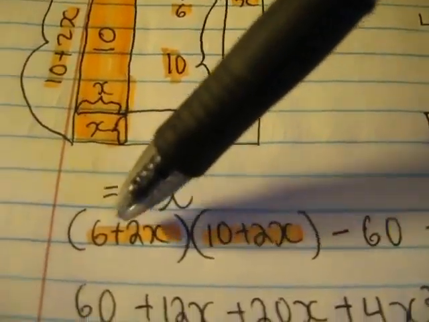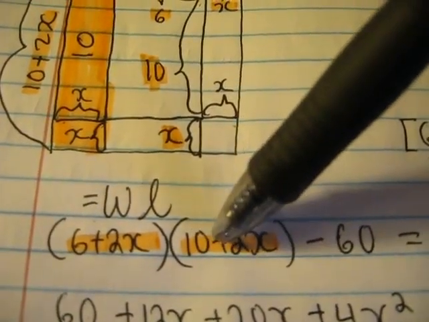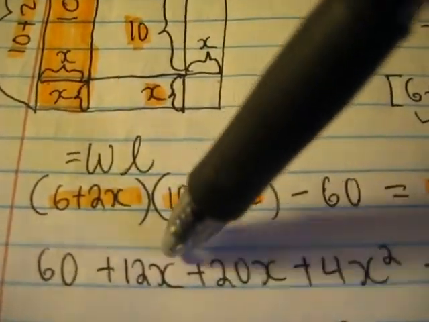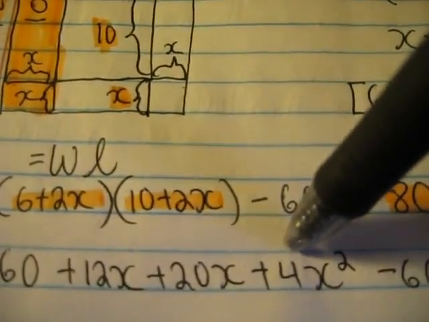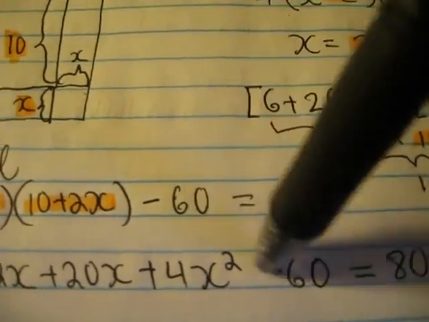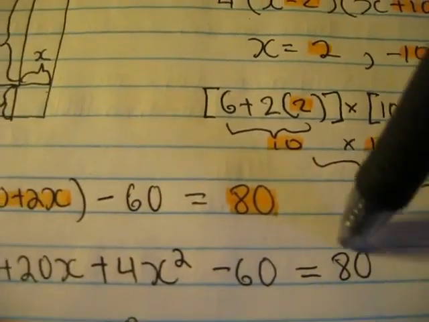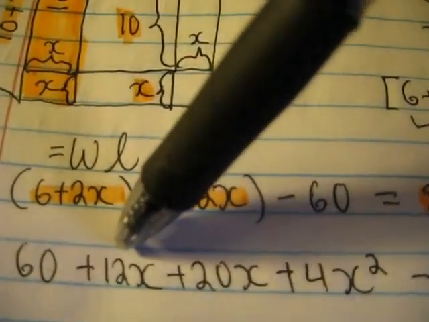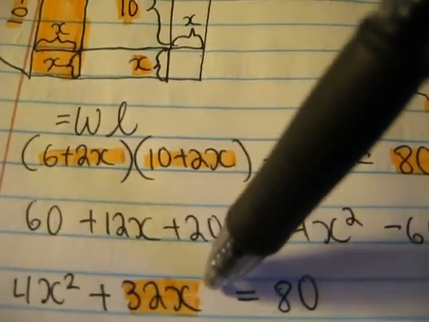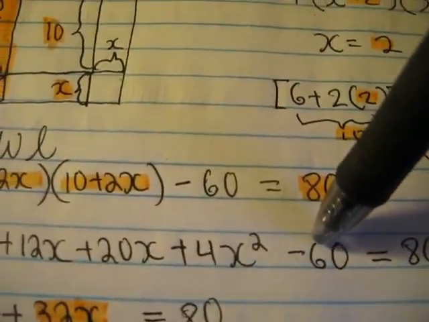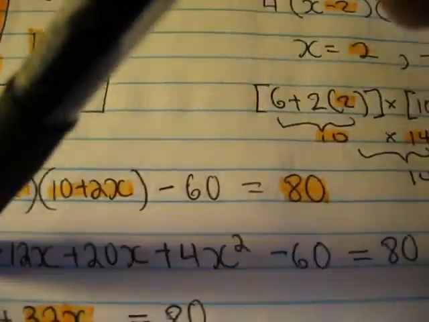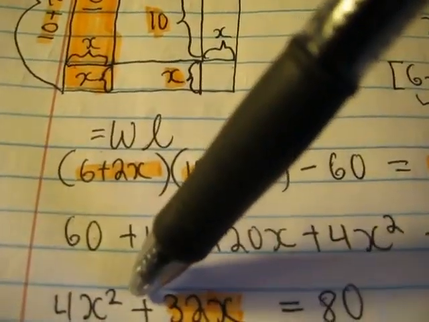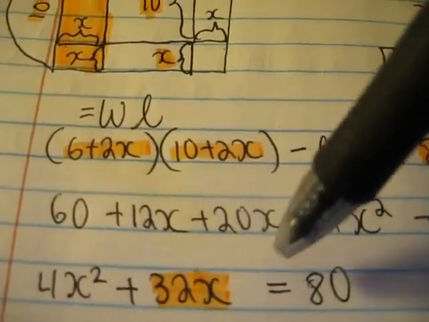First of all, we want to FOIL 6 plus 2x times 10 plus 2x. So we FOIL it out, and we get 60 plus 12x plus 20x plus 4x to the power 2. And of course, we bring down the minus 60 equals 80. Now we can combine the numbers. 12x plus 20x will give us 32x, and 60 minus 60 will of course cancel out. So we'll have the new equation of 4x to the power 2 plus 32x equals 80.